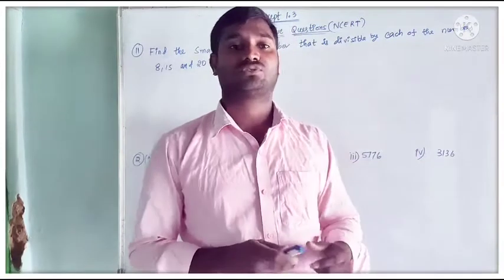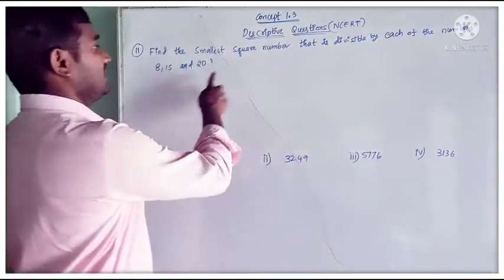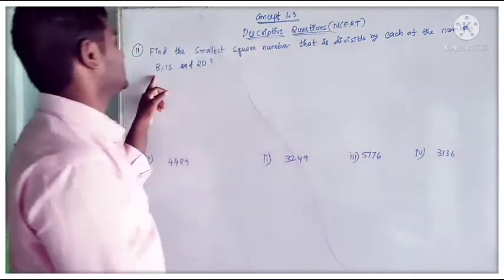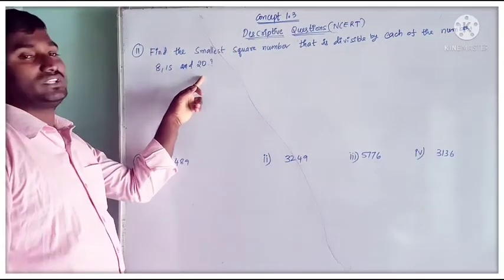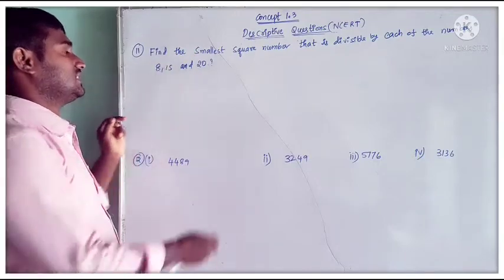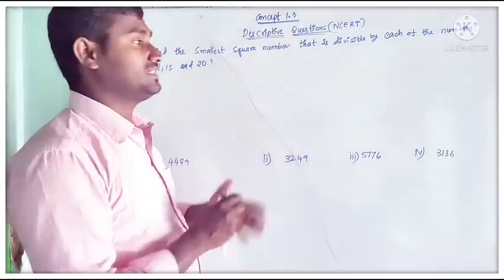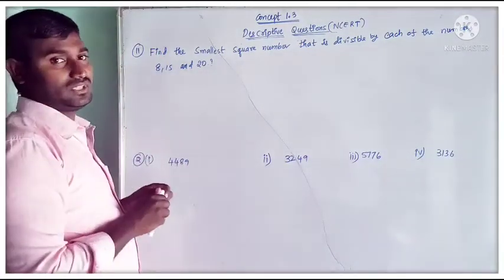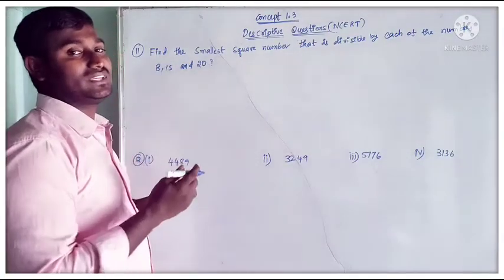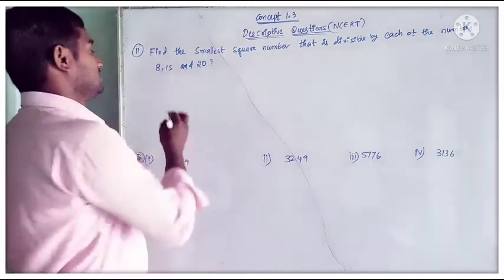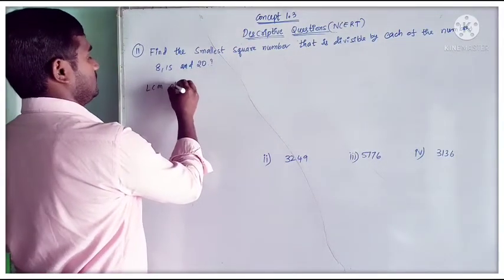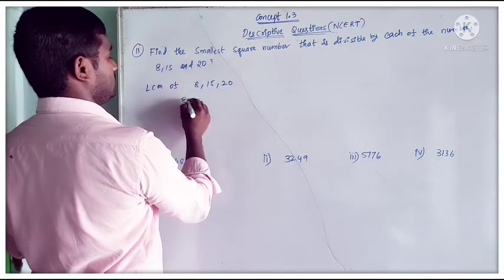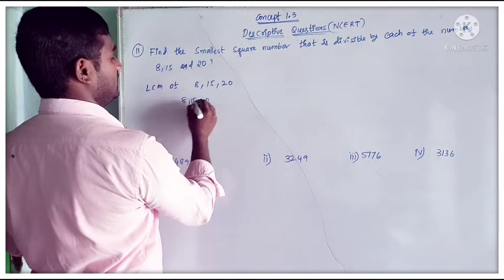In the first question we have: the smallest square number that is divisible by each of the following numbers: 8, 15, 20. By using these numbers, we need the smallest square number that is divisible by these three numbers. So first we need to find the LCM of 8, 15, 20.